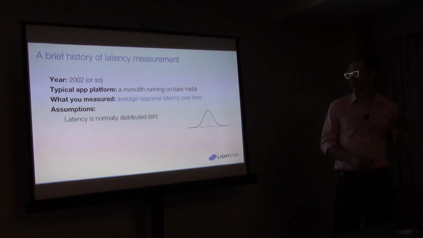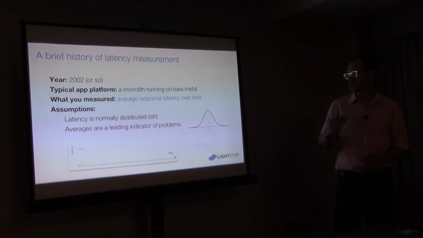The reason we can use average latency is that we're assuming the distribution is roughly normal. So the average is a pretty good stand-in for the overall population. The assumption is that if there were a problem in performance, it would show up in the average latency. So we would notice it, we could do something about it, we could fix it.